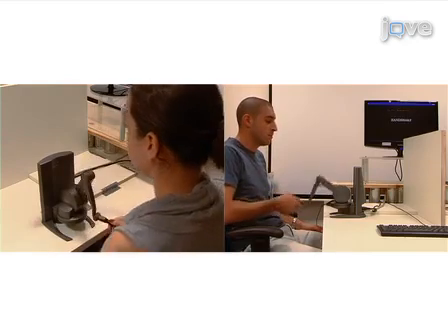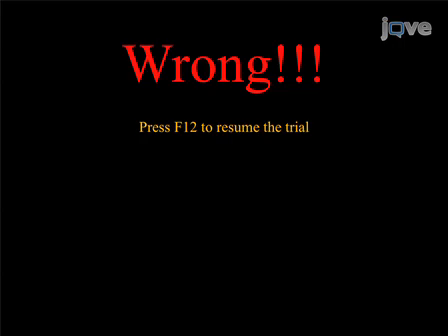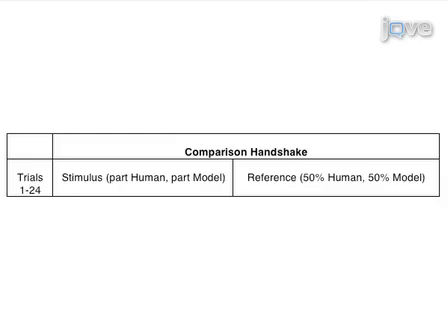If the interrogator correctly identifies the human handshake, the screen displays correct. If the interrogator doesn't choose the correct handshake, a wrong message appears and the interrogator has the opportunity to repeat the last practice trial. After the practice block, the interrogator begins a series of trials to evaluate 2 handshakes.